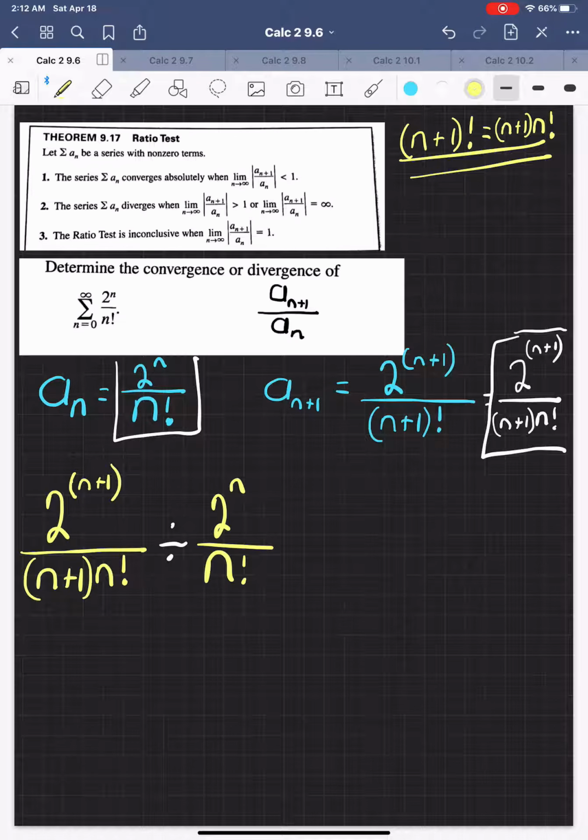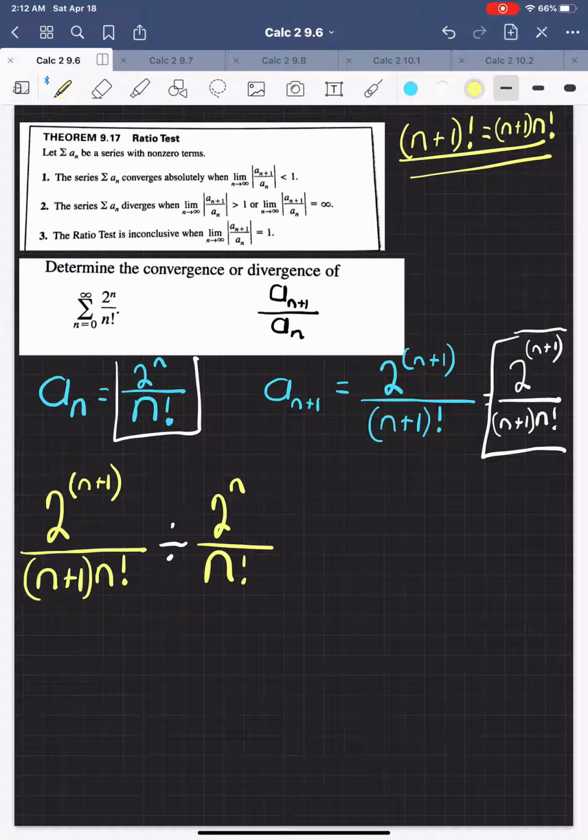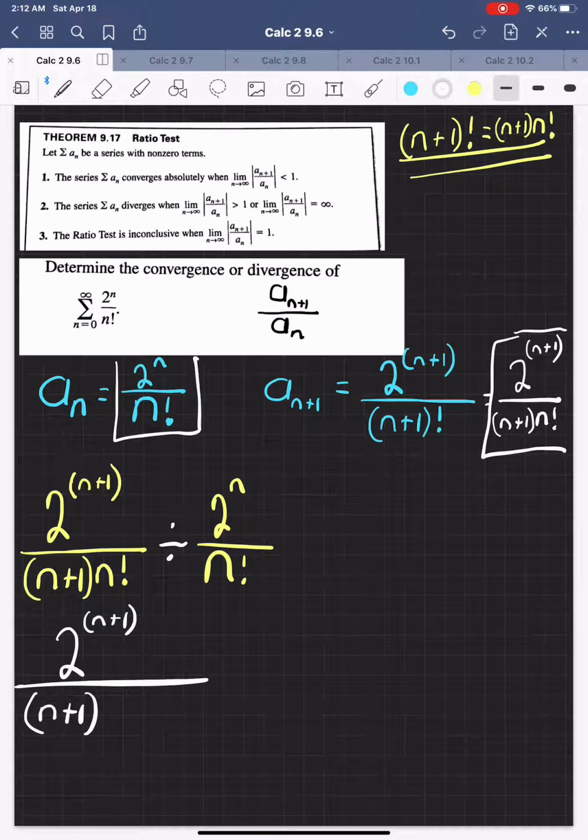So ready, let's flip and multiply. Please, please, please, you have to flip what comes after the division symbol. You don't get to flip either one. All right, so let's rewrite this. This is going to be 2 to the n plus 1 over n plus 1 times n factorial. Let's change that division symbol into a multiplication symbol. And I can do that as long as I take the reciprocal, or 2 to the n. Okay. Now, this next step is optional.